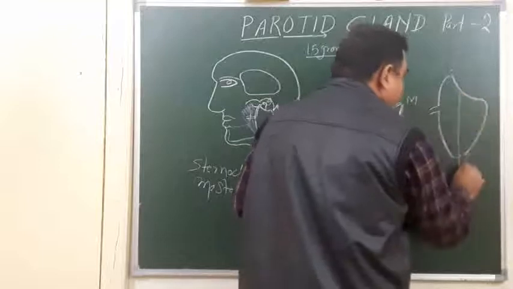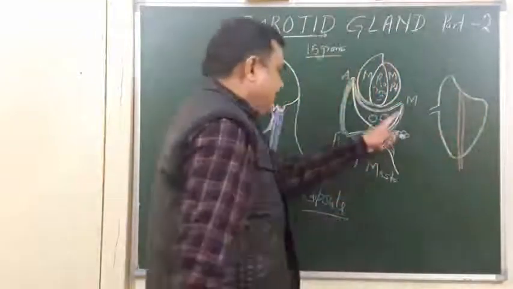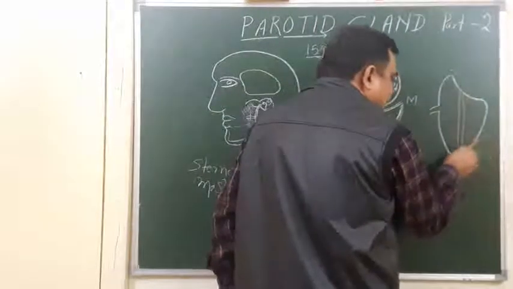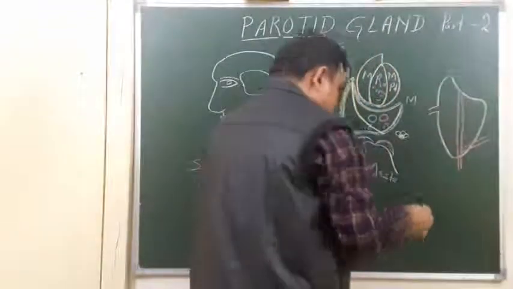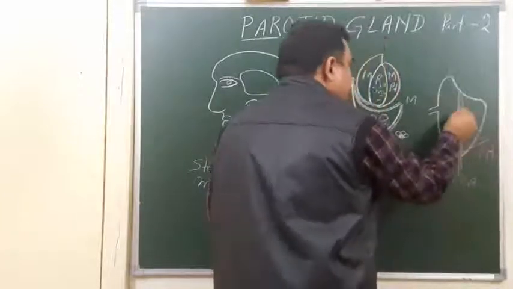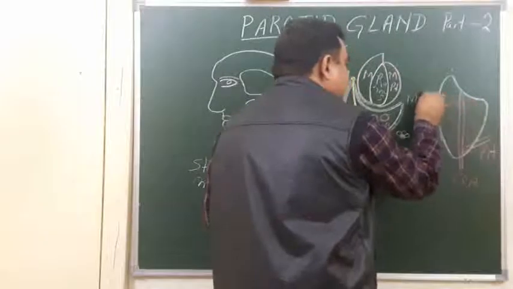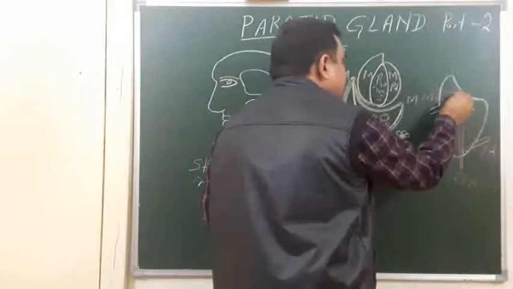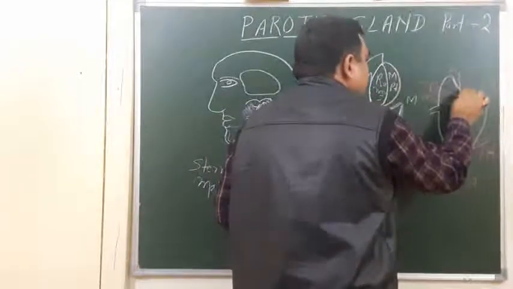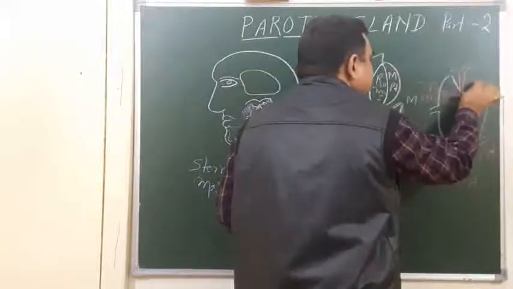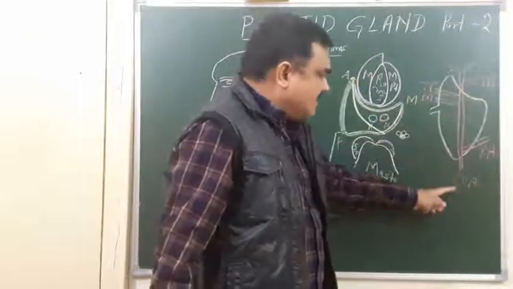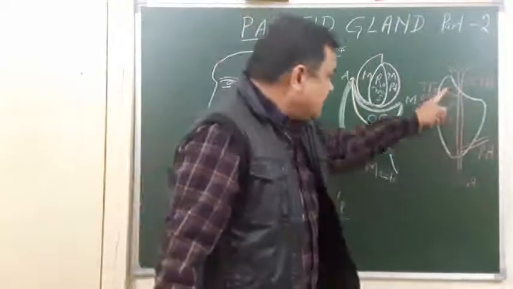This is the external carotid artery. It passes through this surface, the posteromedial surface, and it gives branches. On the posterior side, it gives the posterior auricular branch. Here it gives the maxillary artery. Here it gives the transverse facial artery, and here is the superficial temporal artery. So these are the branches of the external carotid artery within the substance of the gland.